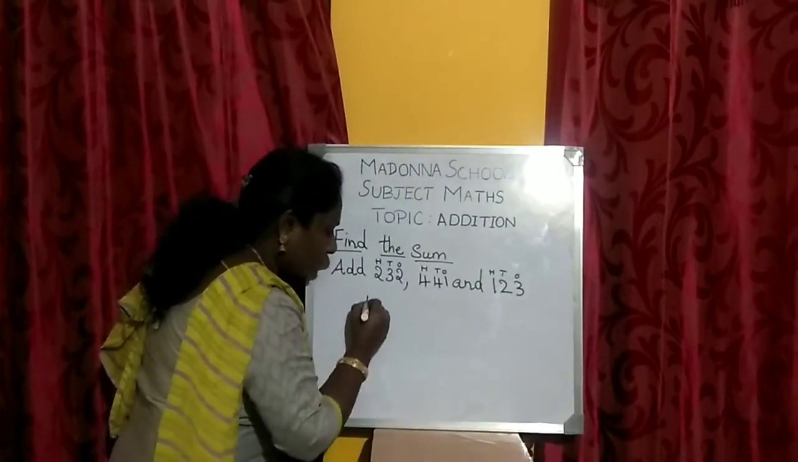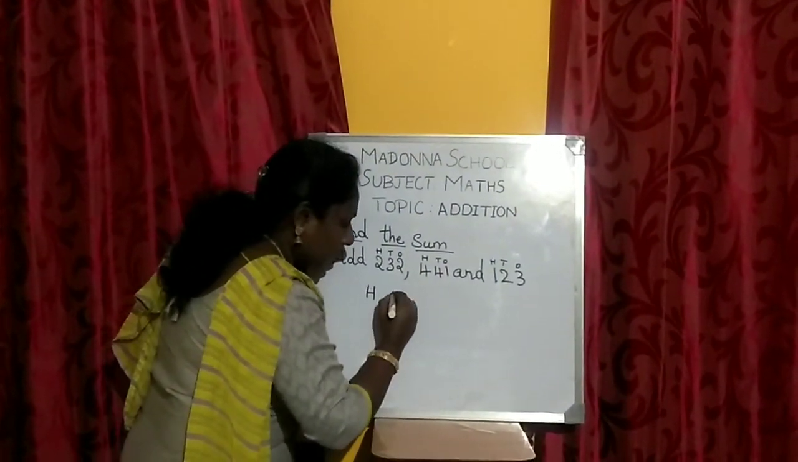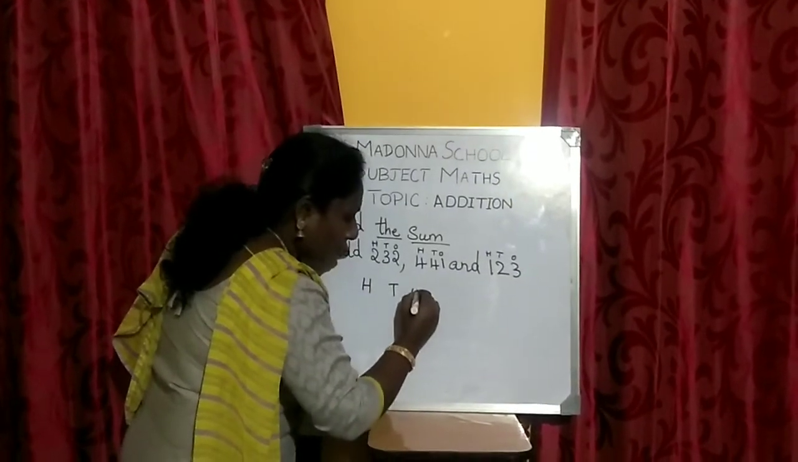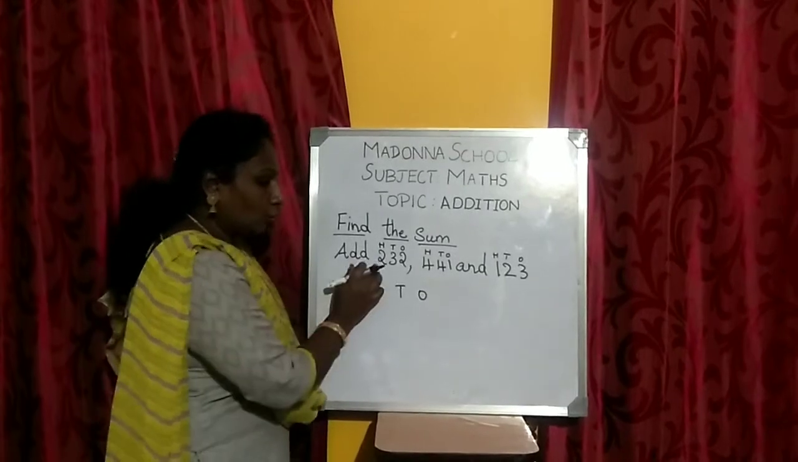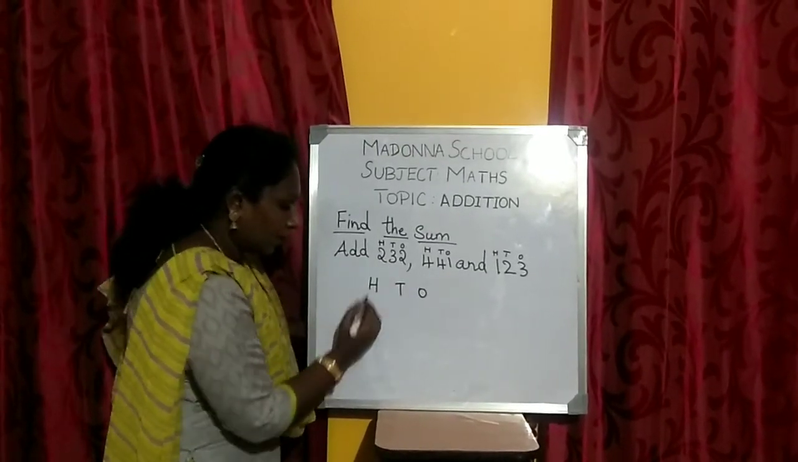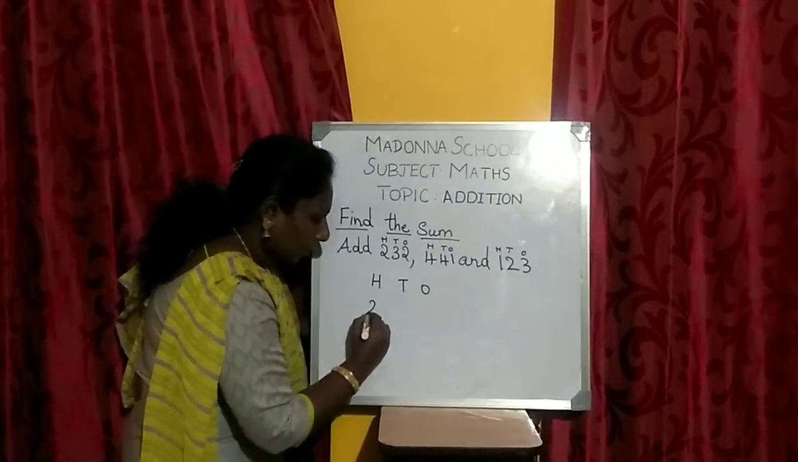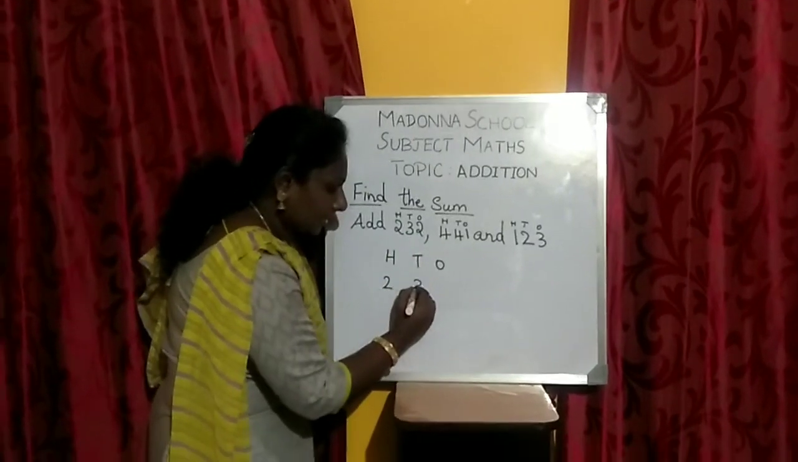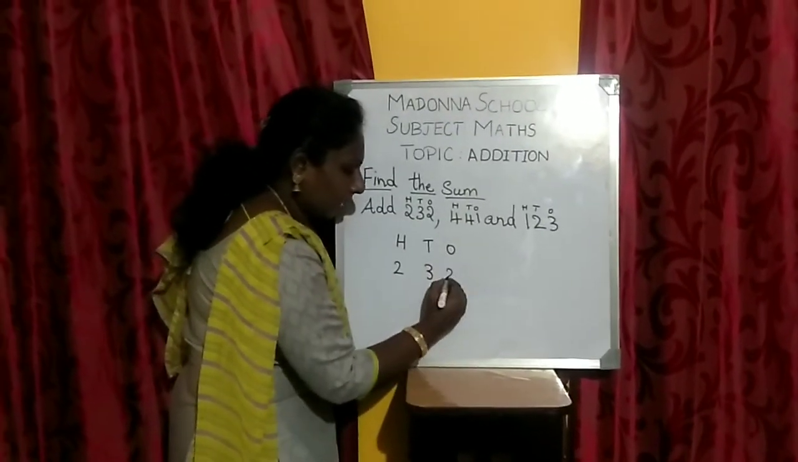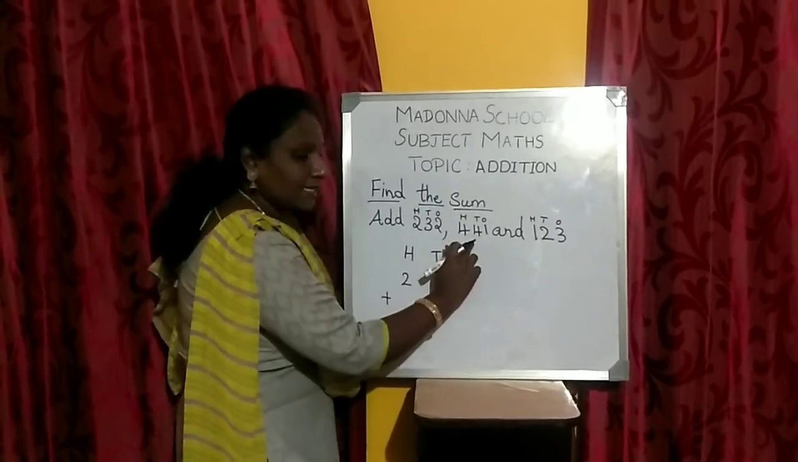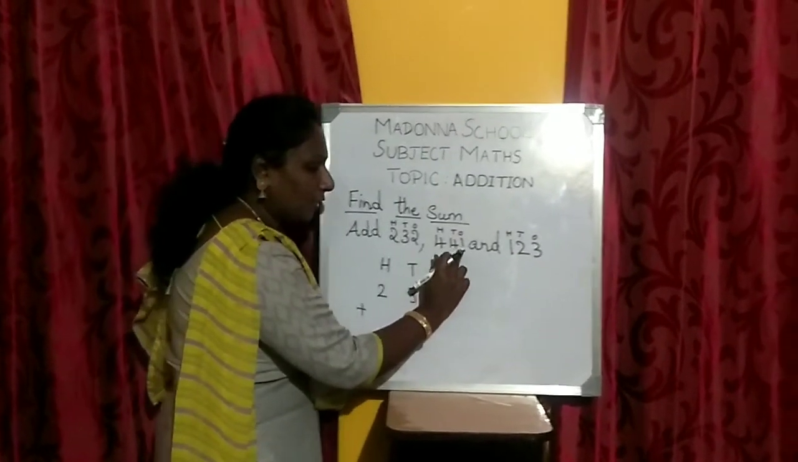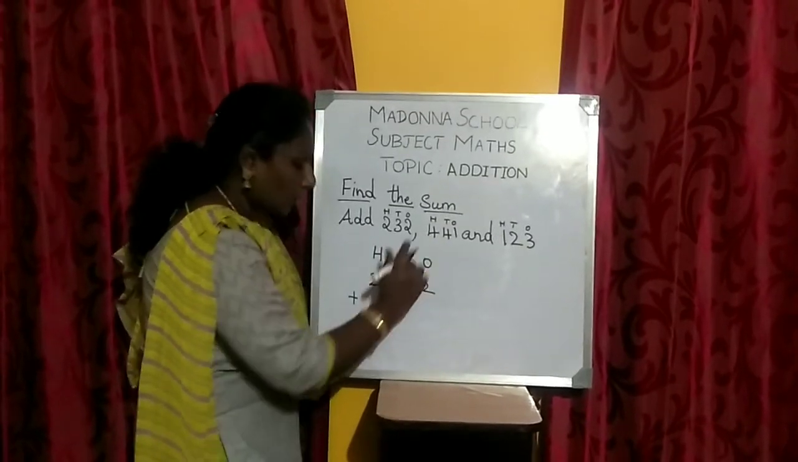So write the place value, children. 100's, 10's, 1's. Okay. So first number. What is the first number, children? 232. So 2 in 100's place. What is the number? 2. So in 10's place, 3. In 1's place, once again 2. Don't forget to write the sign plus. So next number. What is the next number, children? 441. What is the number in 100's place? 4.